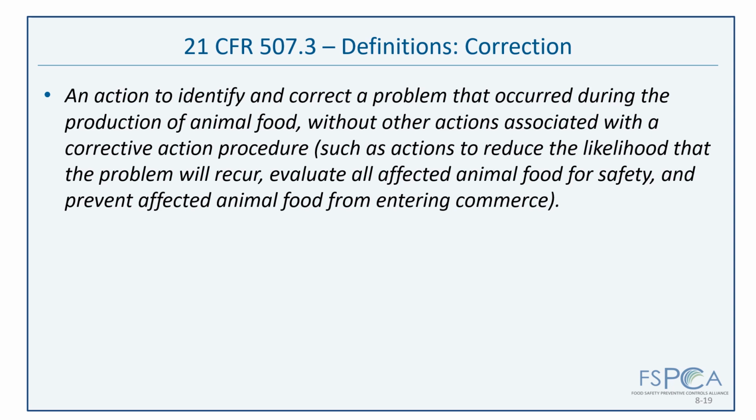Here's a reminder of what the definition of a correction looks like. This is an action to identify and correct a problem that occurred during the production of animal food without any of those other 4 bullet points. So remember, the regulation said that this was a minor and isolated problem that could be identified and corrected quickly, okay? And this is going to be used mostly in sanitation controls, mostly because my preventive control says that I need to clean a surface and then inspect it. And if that surface is not clean, I can just re-clean it without having to do all of these other 4 bullet points.